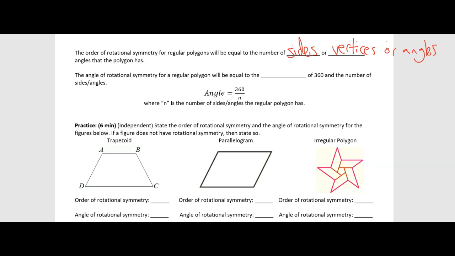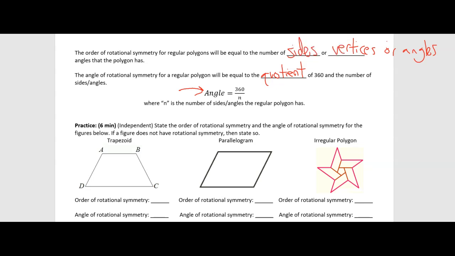The angle of rotational symmetry is a little bit tougher to figure out. The angle of rotational symmetry for a regular polygon will be equal to the quotient, signifying division, so the quotient of 360 and the number of sides or angles. So the angle of rotational symmetry is equal to 360 divided by n, where n is the number of sides or angles the regular polygon has, or again, vertices.